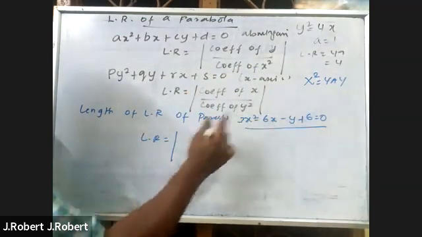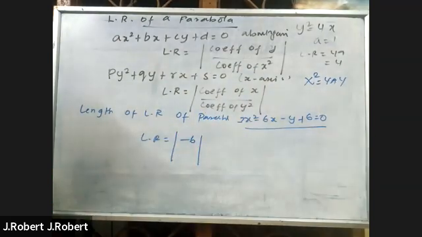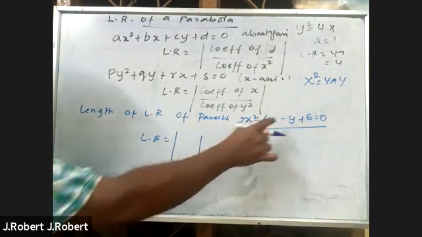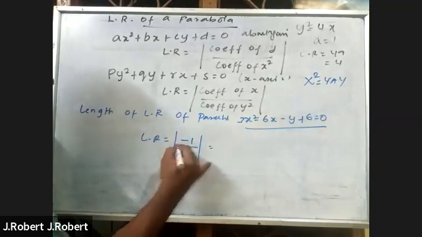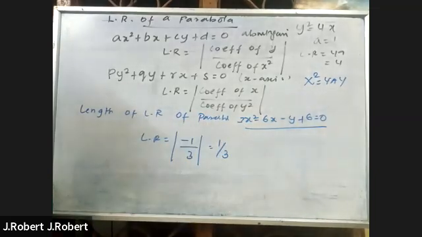What is coefficient of x? Minus 6 divided by coefficient of y. தப்பா போட்டேன். Coefficient of y is minus 1. Coefficient of x squared is equals to 3. So இதுல இருந்து வெளியில வரும்போது minus becomes plus. Therefore the answer is 1/3. ஒரே லைன்ல எழுதலாம். 5 செகண்ட் கூட தேவைப்படாது.